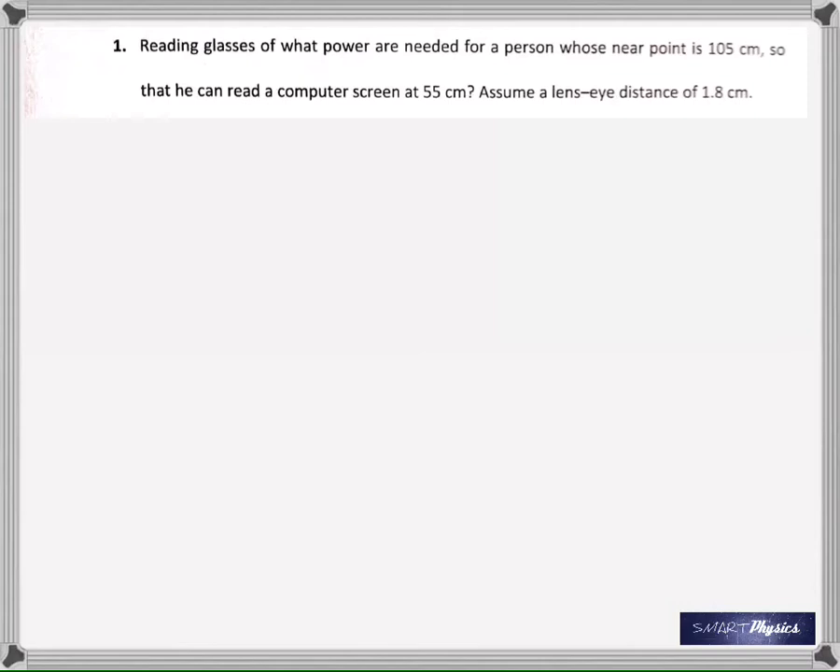Now, this person has a near point 105 centimeters, so he can only read something that is kept 105 centimeters away. But he should be able to read the computer screen, which is 55 centimeters away.